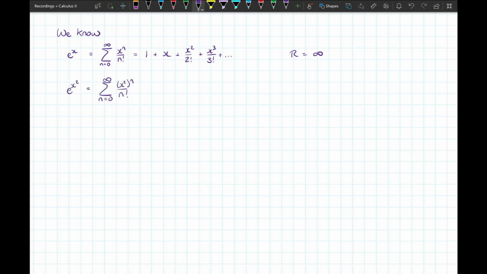Well, x squared to the n over n factorial can be simplified to be x to the 2n over n factorial. Starting at n equals 0, this gives 1 plus x squared plus x to the 4 over 2 factorial plus x to the 6 over 3 factorial, and so on. And because the radius of convergence of our power series representation of e to the x was infinite, then that would also imply that by a little change of x to x squared, we still have an infinite radius of convergence.